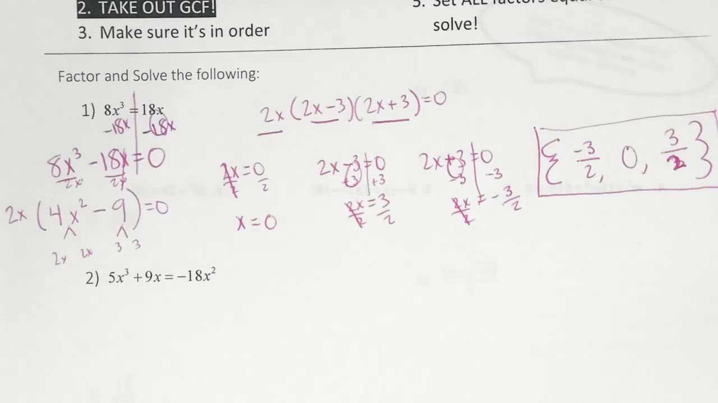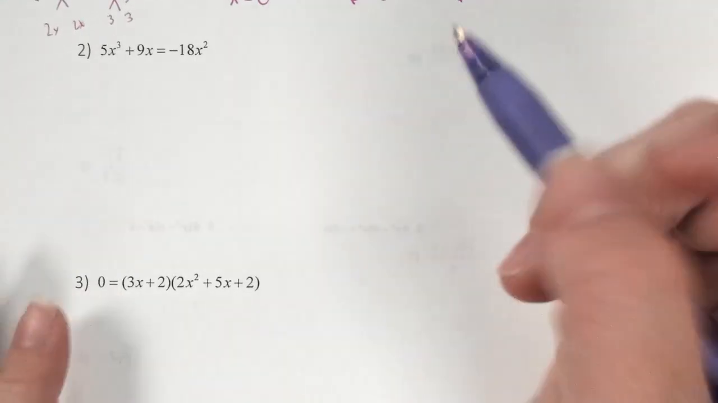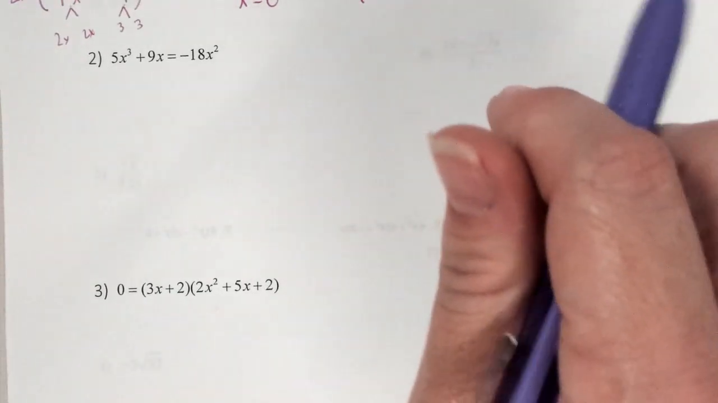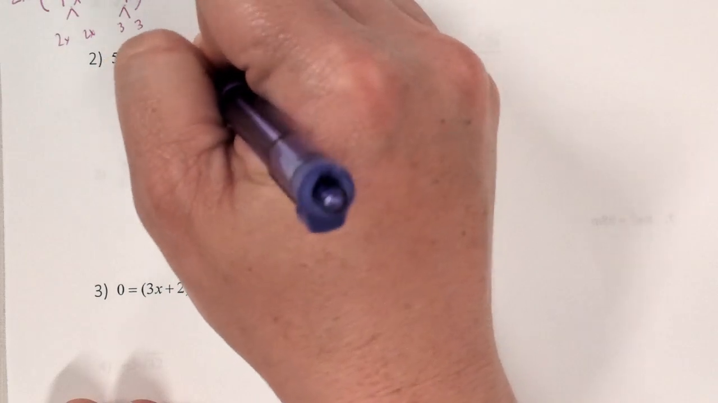Okay, look at number 2. So first things first, we have to make sure our equation equals 0. So what do I need to move? Plus 18. Yeah, I'm going to add 18x squared to both sides. And where's it going to go? In the middle.